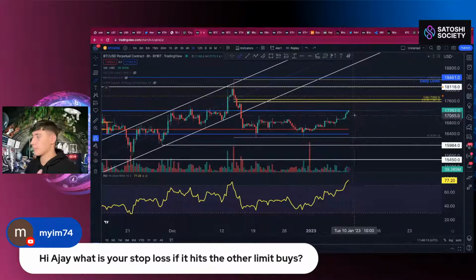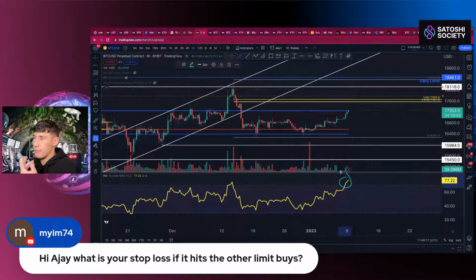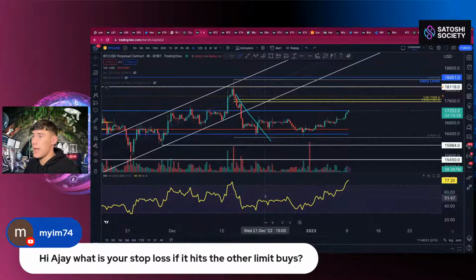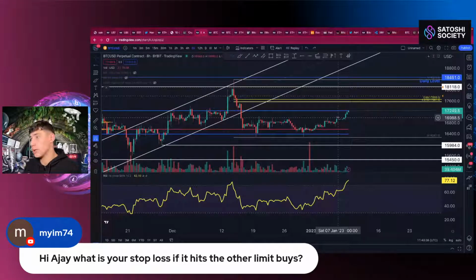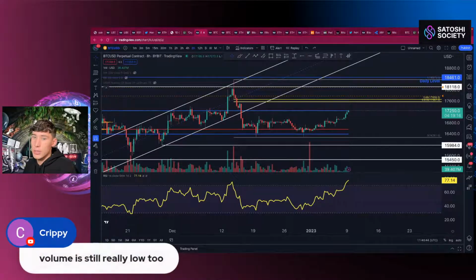So this is what I'm currently doing, and this is what I'm expecting because, as I said, RSI is very, very overextended. When we see this, we do tend to see a pullback like the last time here, and adding a bearish divergence onto that just solidifies my thesis. So we'll have to see what happens. But to be honest with you, if anything changes, I will come live to you and let you know. I'll be 100% transparent with you with what I'm doing within this trade. Volume is still really low too.